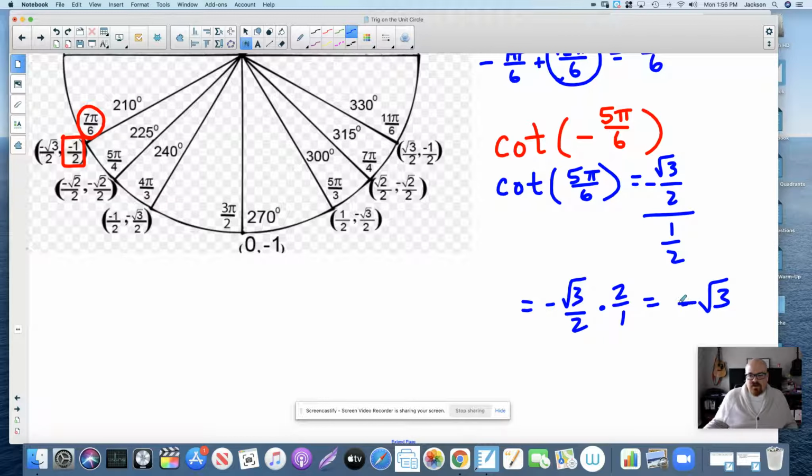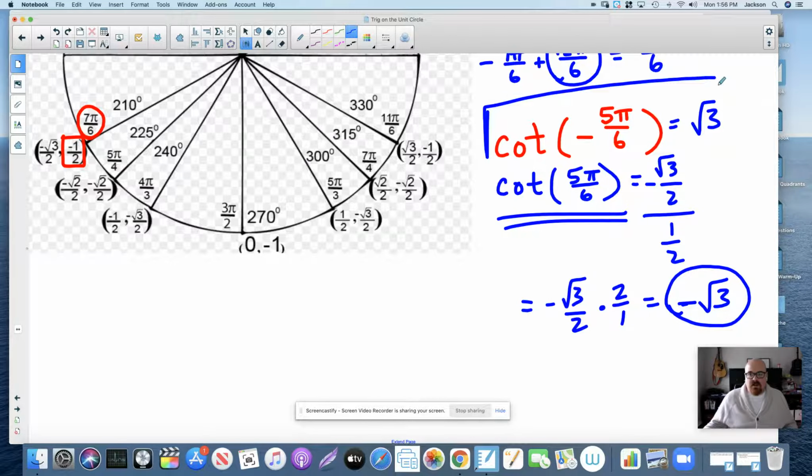Now, again, this is the output for the cotangent of the positive angle. So for the cotangent of the negative angle, I take the opposite of that. I get radical 3 as my answer. Okay, so again, there's a little bit of back and forth. I find the positive angle, then I find the value, then I flip it back. So it is kind of going two different directions.